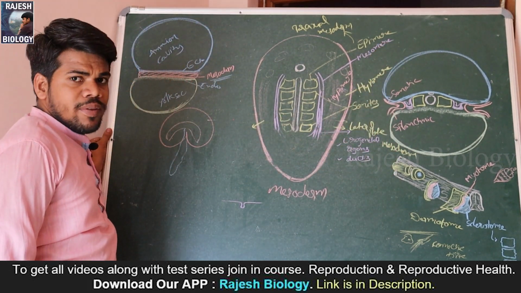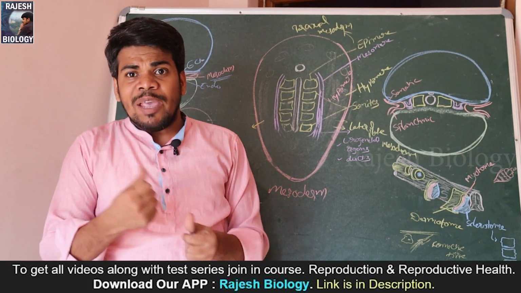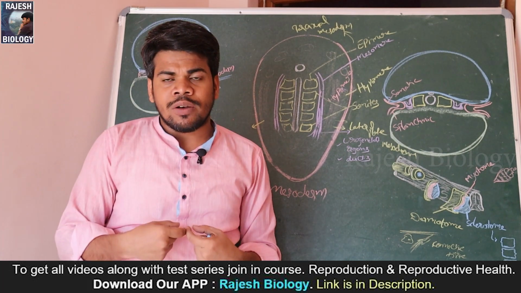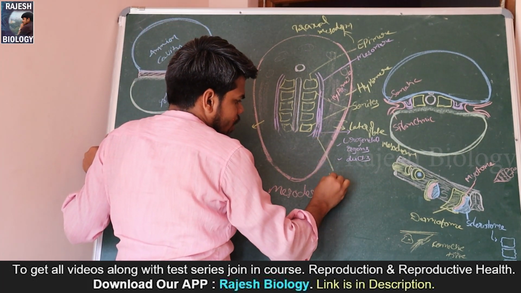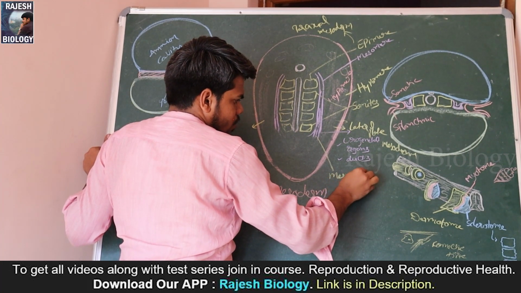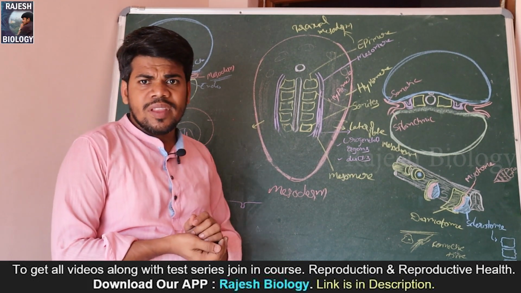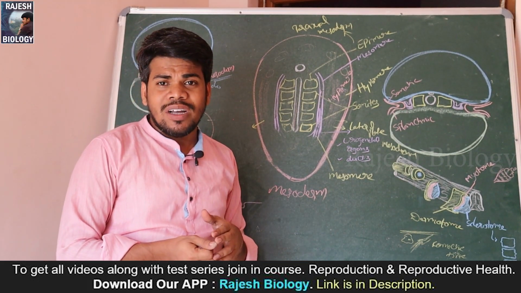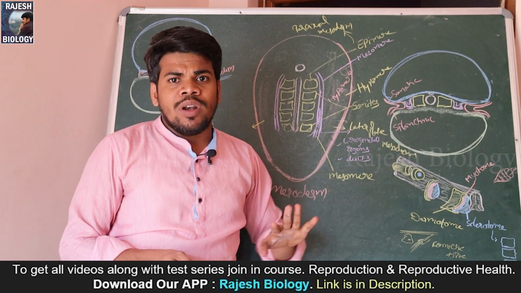Hypomer, epimer. In between these two, which divide the mesoderm into the epimer and hypomer, the middle portion, that groove portion, is called mesomer. Okay, urogenital mesoderm, because from this mesomer only urogenital ducts are developed.